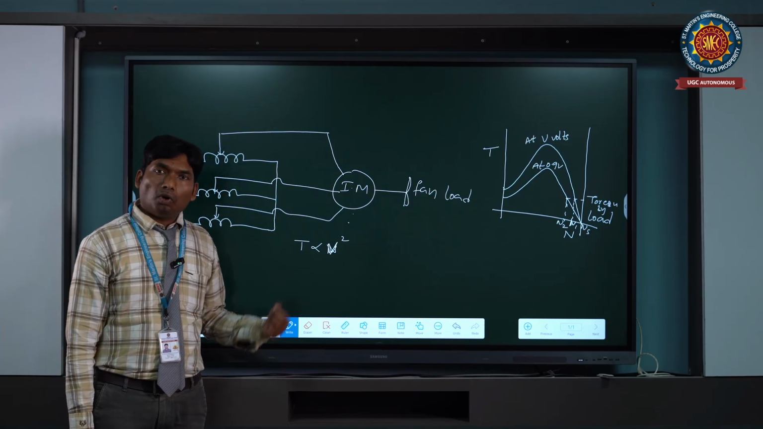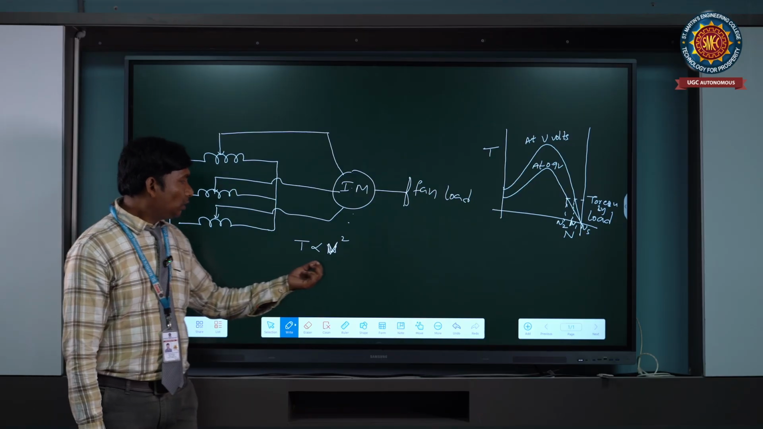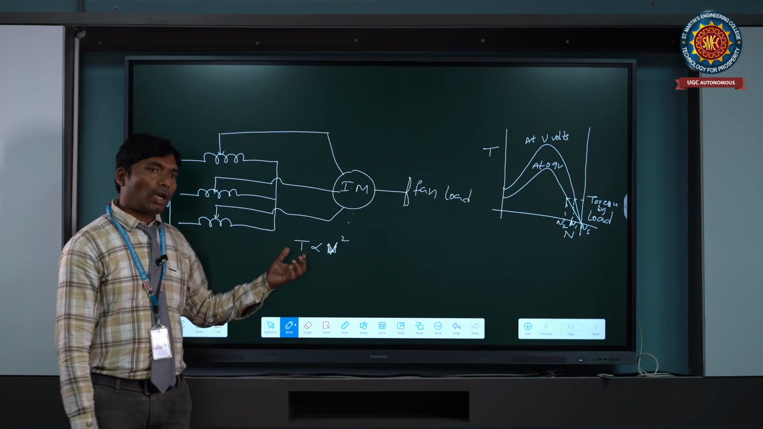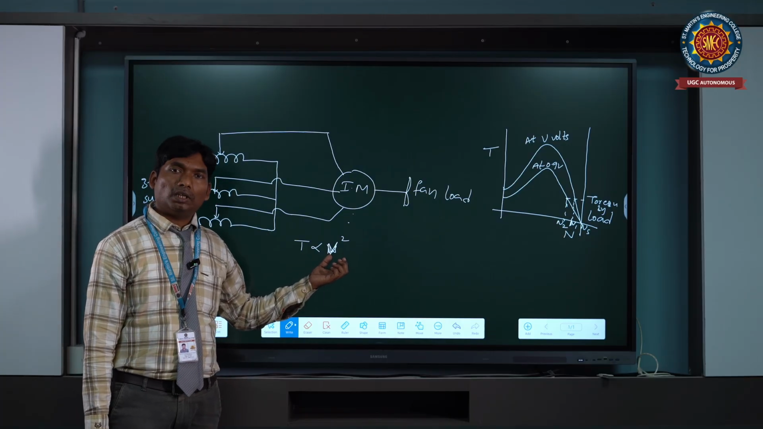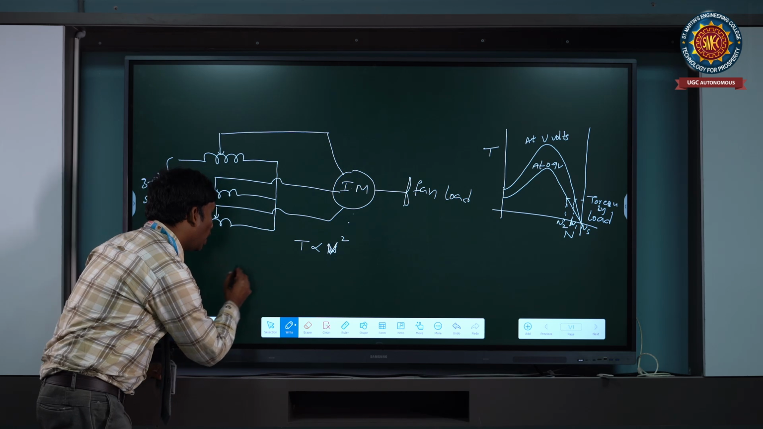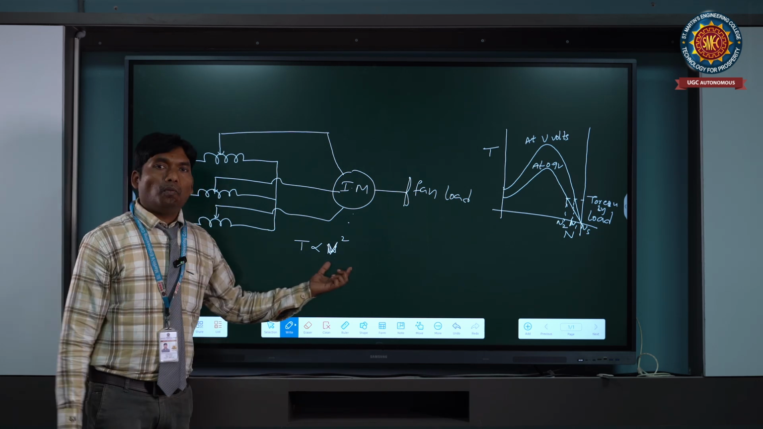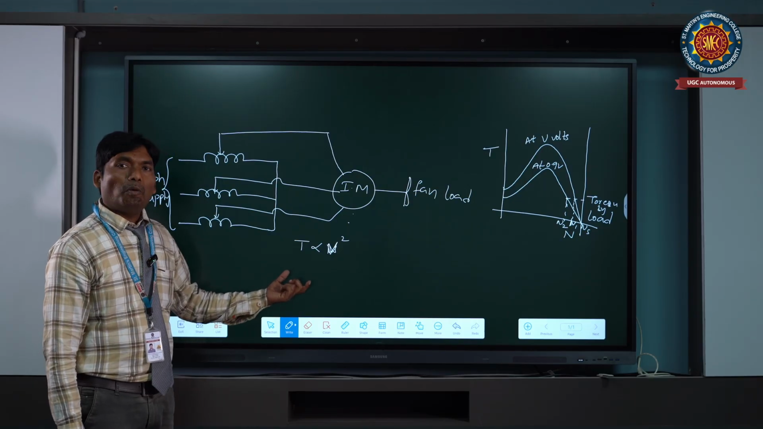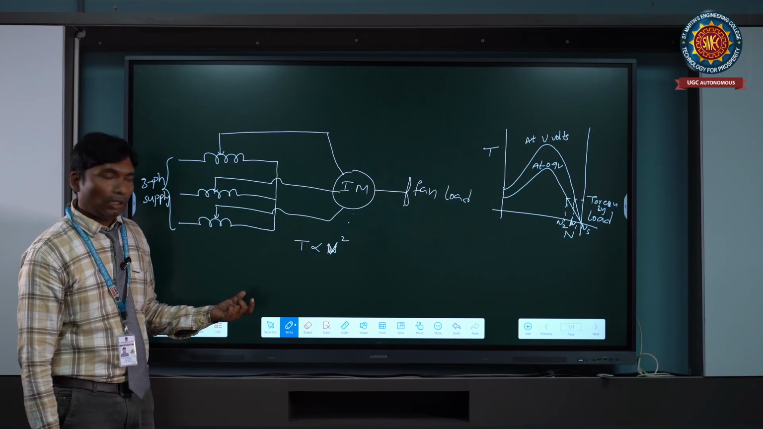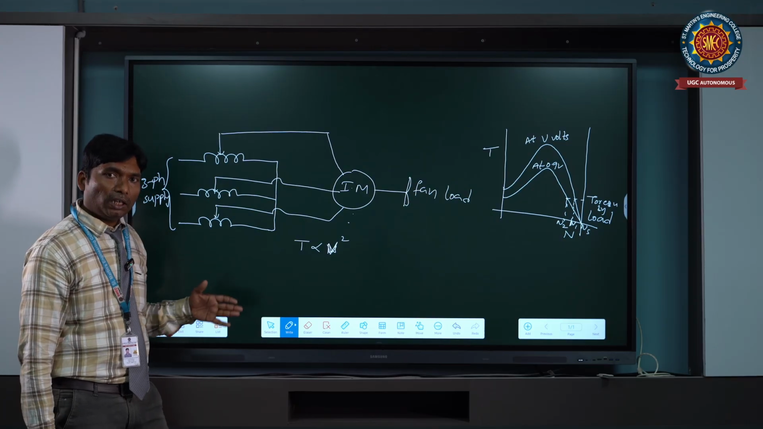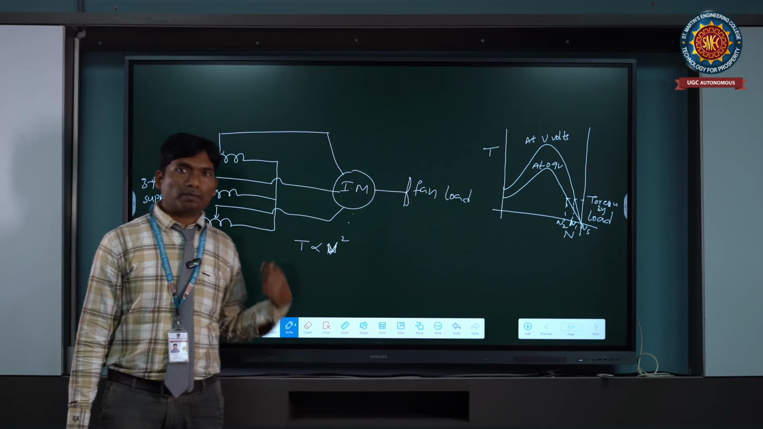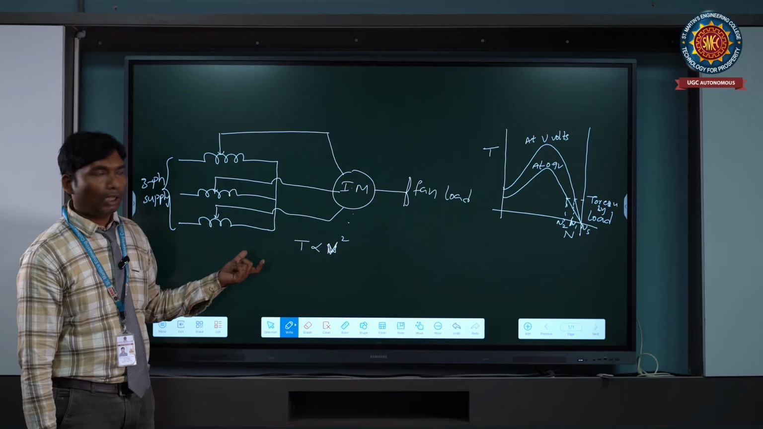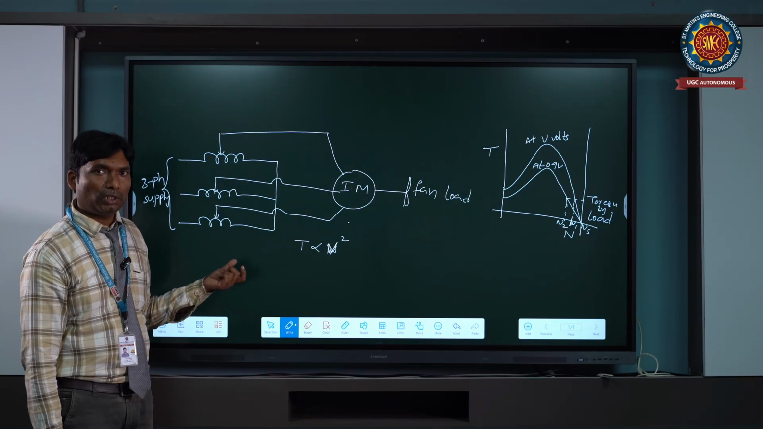The larger change in voltage will give the smaller change in speed. The larger change in voltage will increase the magnetic flux density, so this affects the magnetic conditions of the motor and the overall performance of the motor. So that's why this method is rarely used, and it is a very easy and cheap method.